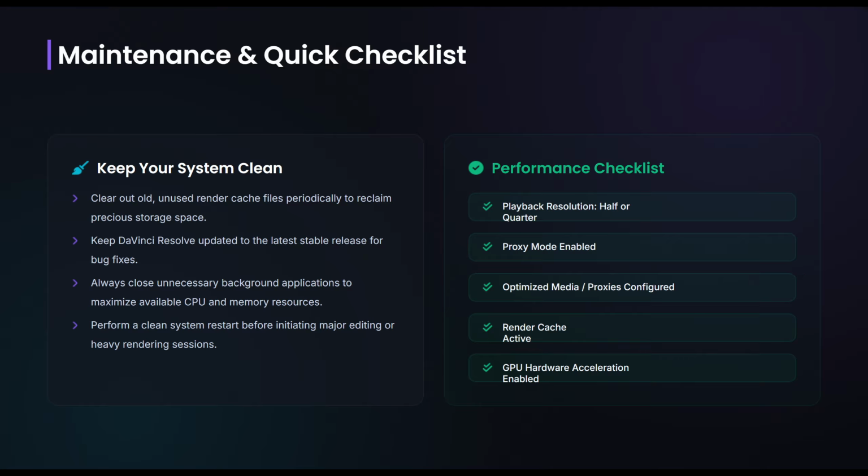For a quick performance check, make sure playback resolution is set to half or quarter, proxy mode is enabled, optimized media or proxy files are in use, render cache is enabled, GPU drivers are updated, your files are on SSD storage, and unnecessary background apps are closed.